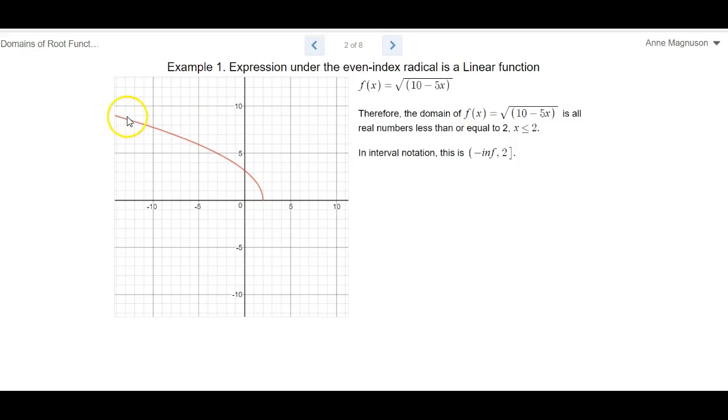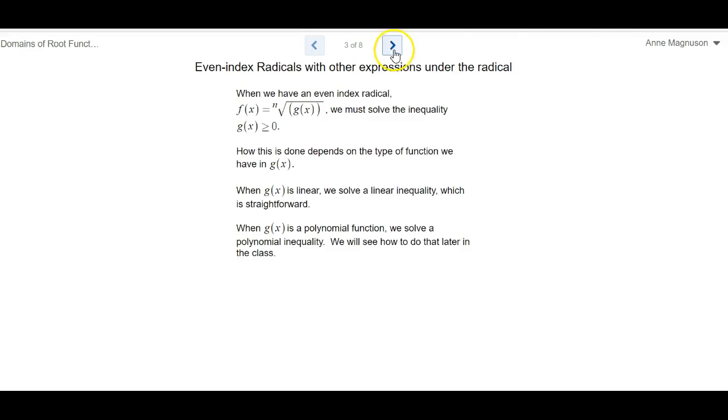Here's the graph of this function. Now, in general, when we have an even index radical, so n here is an even number, we have to make sure that the expression g of x under the radical sign is going to evaluate to a non-negative number. So we're always setting up an inequality. The inequality g of x is greater than or equal to 0 when n is even.